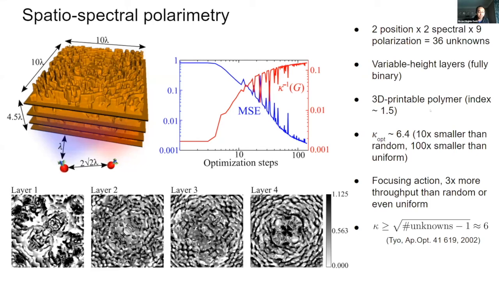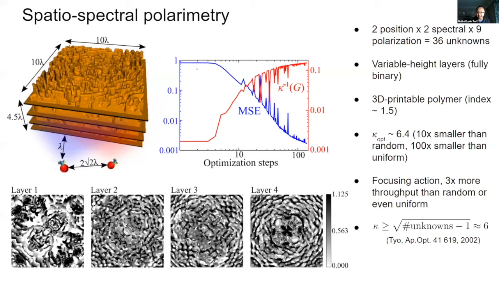The index of 1.5 is not a very high index, but still, the geometrical complexity that you can take advantage of when you really go down to the Maxwell equations and inverse design is such that it can do a very complex task, such as extracting spatial, spectral, and polarization information all at once. So here we minimize the mean square error, which is the loss function that I mentioned before, but at the same time we also monitor the inverse condition number of this structure.